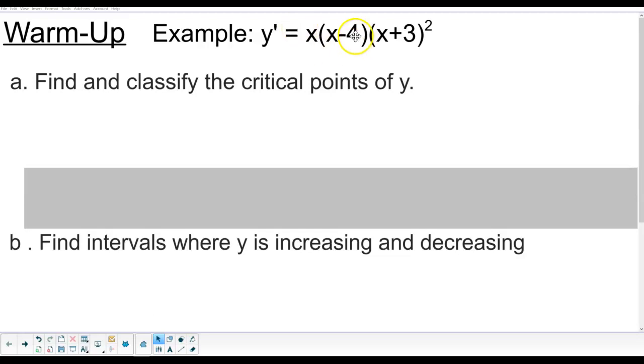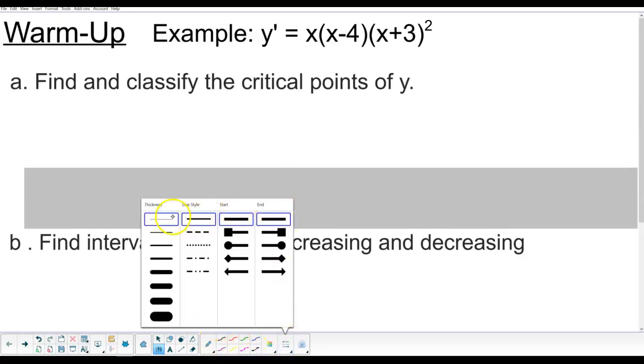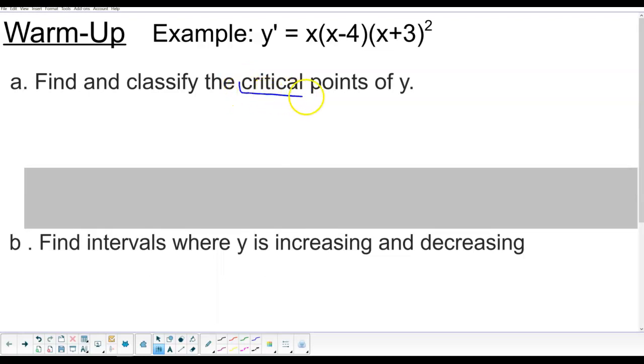Notice we are given the actual derivative this time, and it's written in factored form. That's very convenient and very friendly when we are asked to find and classify the critical points of y. So let's actually analyze this. What do they mean by critical points? Remember, critical points are whenever the derivative is equal to 0.